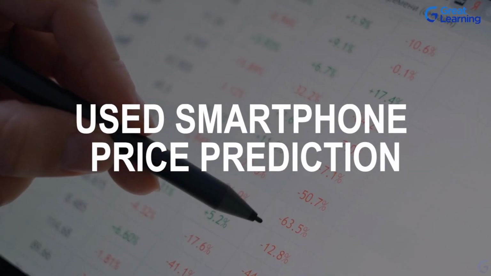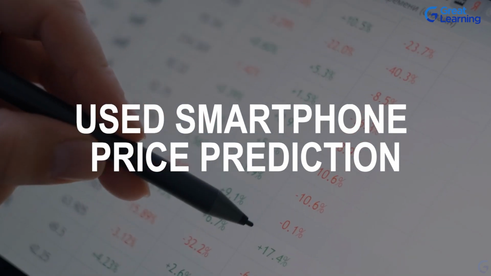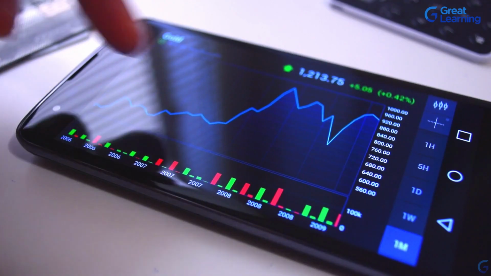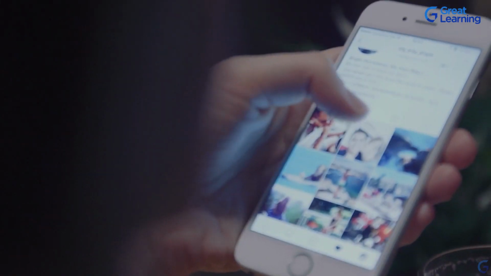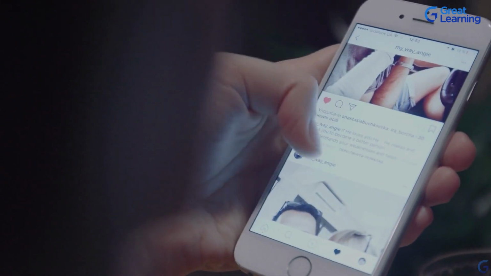In this tutorial, we will learn how to predict the price of these used smartphones using data visualization tools with a few concepts of data science on the Jupyter platform. So let's get started right away.